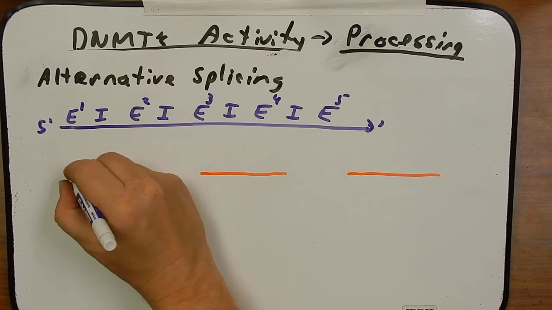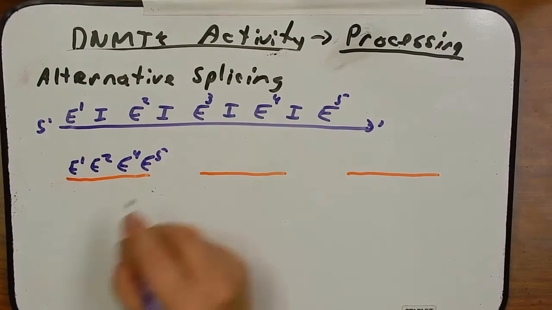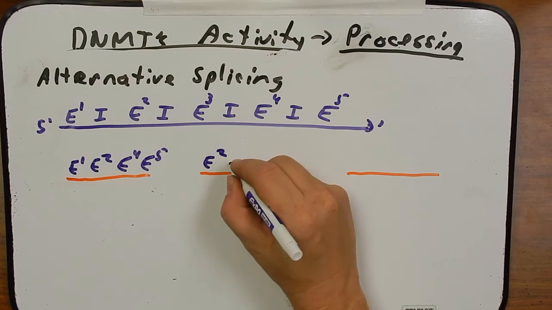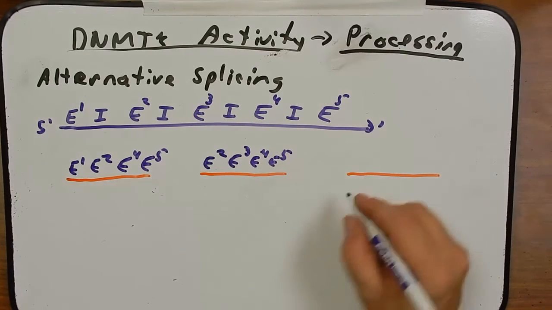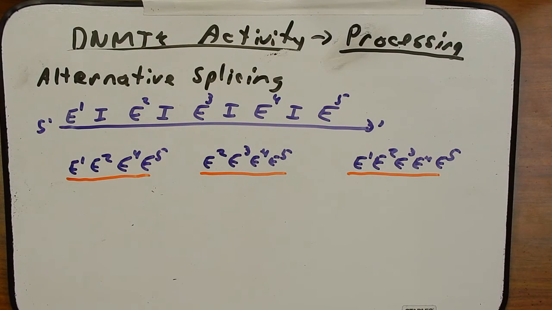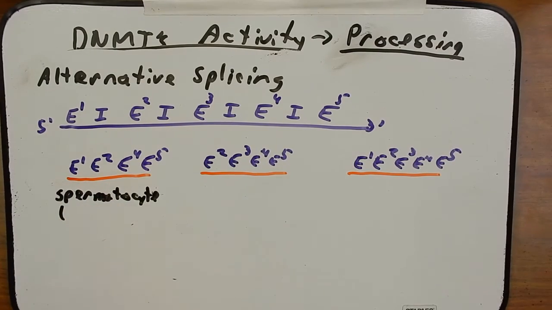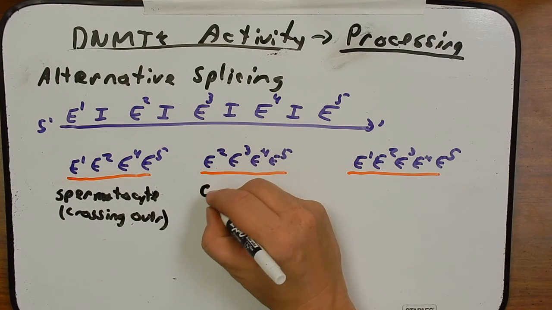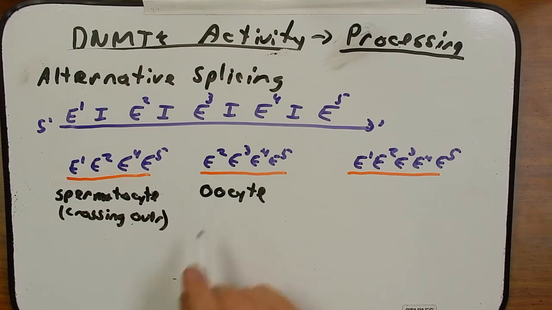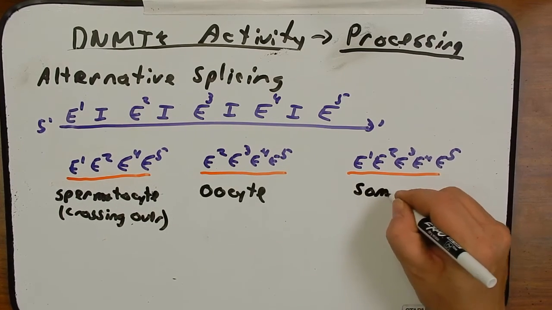Let's say this one here contained E1, E2, E4, and E5. And this one here contained E2, E3, E4, and E5. And this one contained all of them. And so why do we have these 3 different forms? Well, we know one of them is expressed in the spermatocyte at a stage when crossing over is occurring. This one, let's say this one is produced in the oocyte. And I'm going to come back to that one in just a moment. And this one over here is produced in somatic cells.